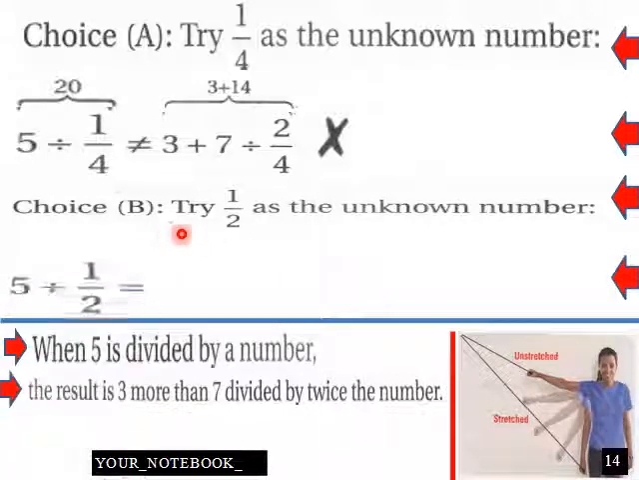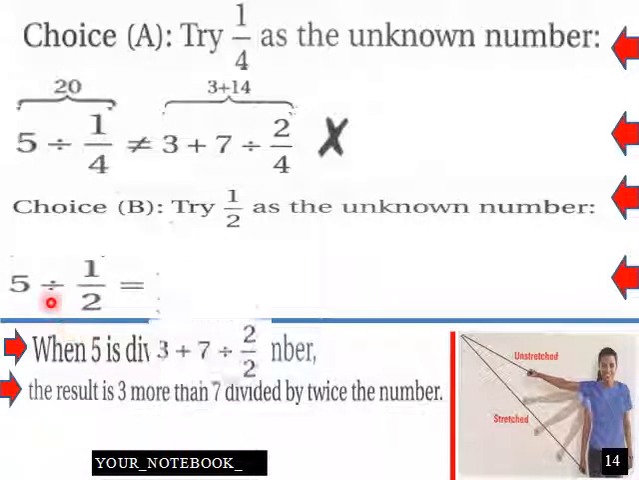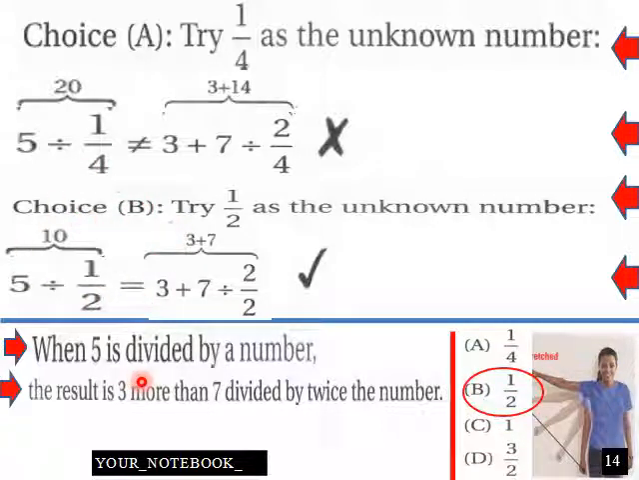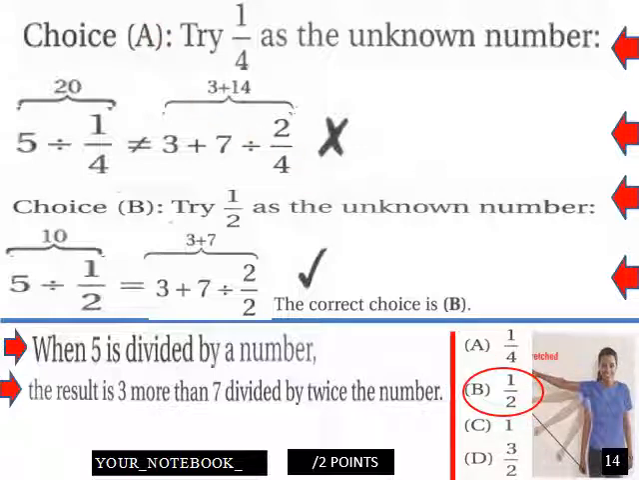Choice B, try 1/2 as the unknown number. So 5 divided by 1/2 equals 3 plus 7 divided by 2/2. Now, let's see, 10. Oh, that does work. Okay, so 1/2. When we plug that back in to our original equation, it does seem to work.